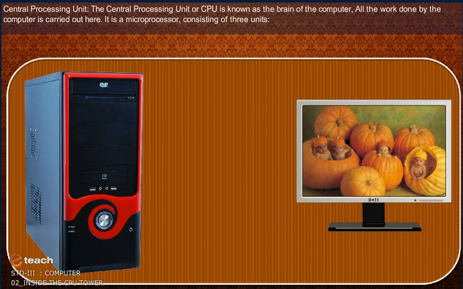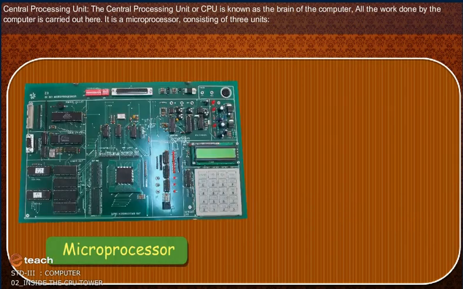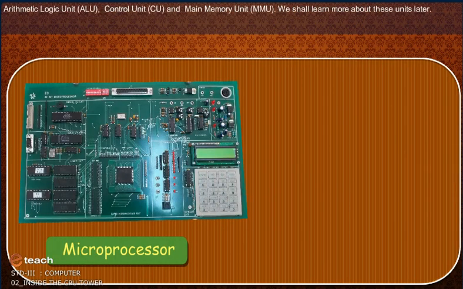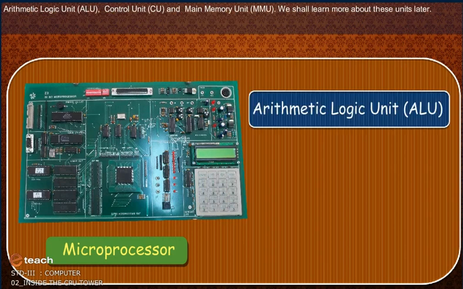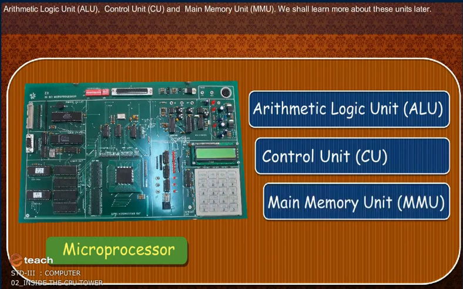Central Processing Unit. The Central Processing Unit or CPU is known as the brain of the computer. All the work done by computer is carried out here. It is the microprocessor consisting of 3 units. Arithmetical Logic Unit, that is ALU, Control Unit, that is CU, and Main Memory Unit, that is MMU. We shall learn more about these units later.